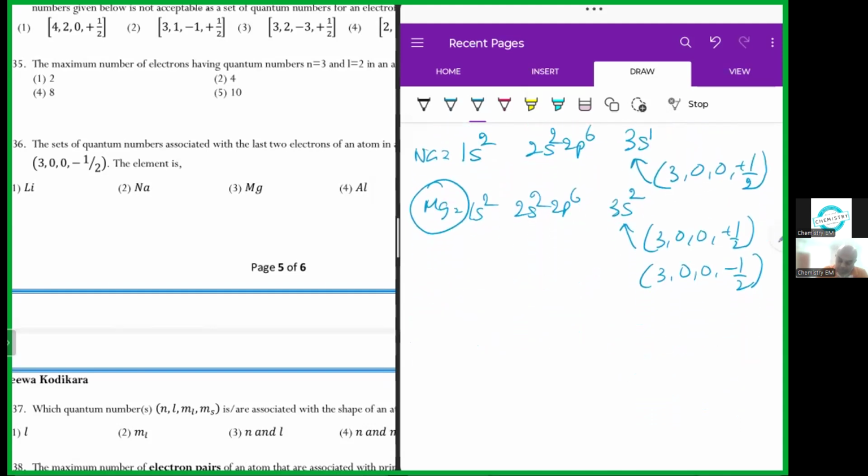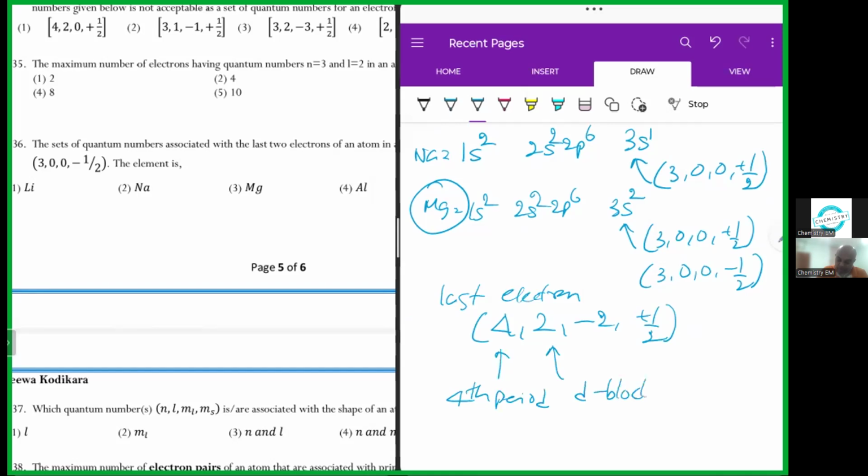Let's take an example: 4, 2, minus 2, plus half. This is the last electron's quantum number set. This belongs to the fourth period. L is equal to 2 means what? s, p, d. So this belongs to the d block. And this has minus 2 and plus half, the last electron.